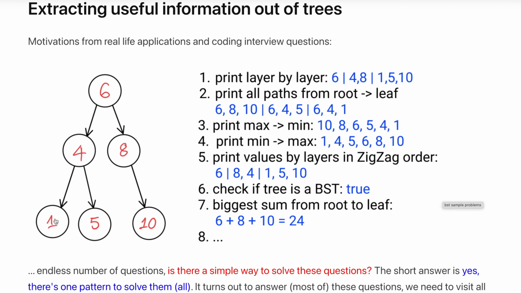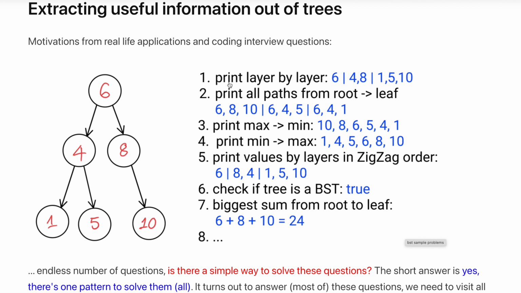So if I buy a car from this distribution center, the cost will be 6 plus 4 plus 1 equal to 11. And if I buy the car from this distribution center, the cost will be 6 plus 8 plus 10 equals 24. So those are the two real-life applications for tree data structure and the useful information that we want from it. These kinds of questions can be endless, and they inspire a lot of coding interview questions, like the list that you see here.